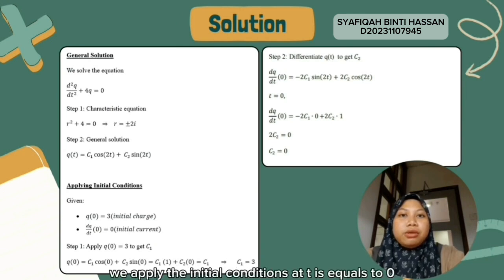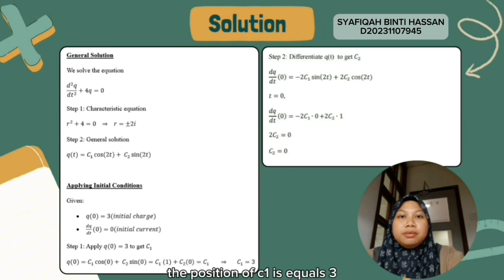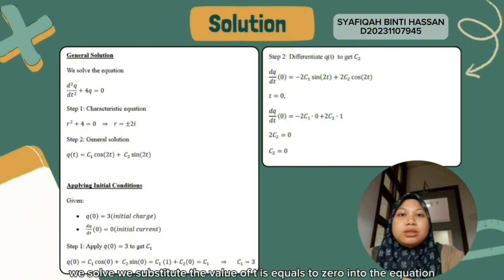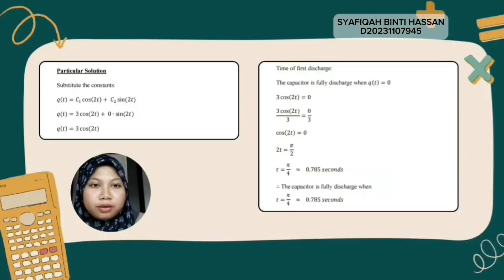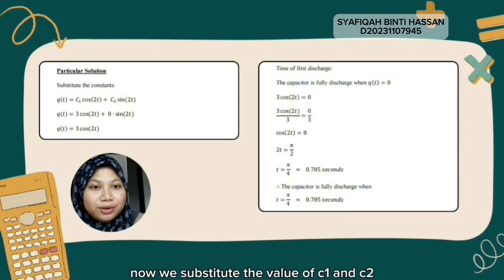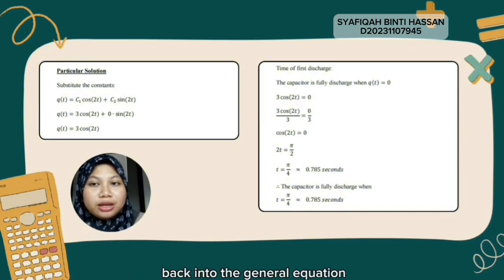Okay, we apply the initial conditions. At t equals 0, the position gives C1 equals 3 at the end. You can see it by yourself. We substitute the value of t equals 0 into the equation, and at the end we get C1 equals 3. Same goes when we substitute t equals 0 into the velocity, and at the end we get the value of C2 equals 0. Now we substitute the values of C1 and C2 back into the general equation, and we get Q(t) equals 3 cos 2t.